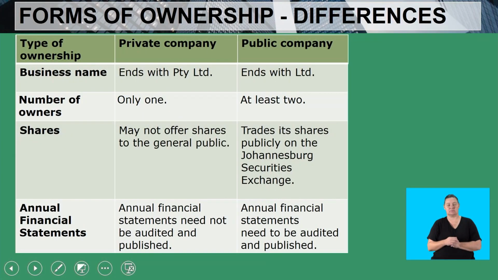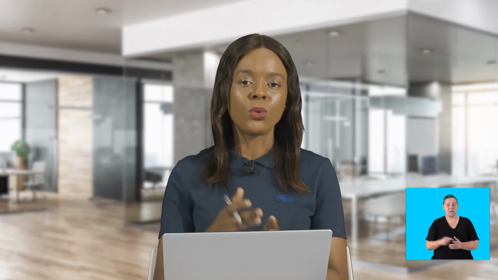Annual financial statements. The annual financial statements of a private company need not be audited and published. So there's no need for the private company to audit their financial statements. Unlike the public company, whose financial statements have to be audited and published so that even prospective investors can see the financial position of the business, and they are able to invest in the business through seeing their audited financial statements.